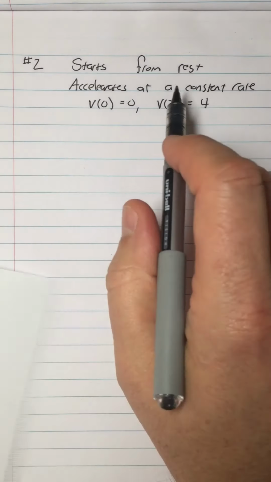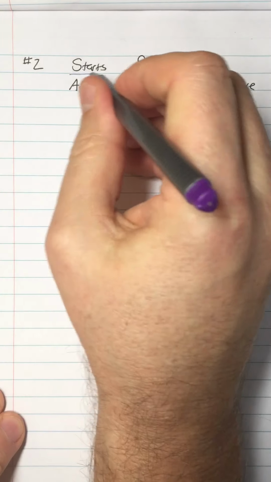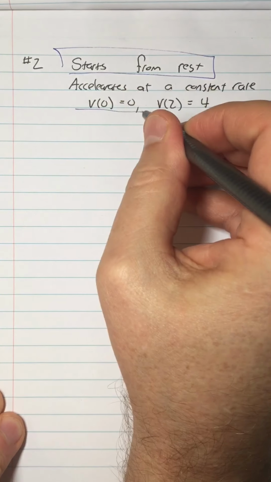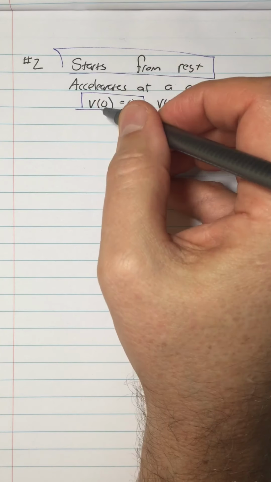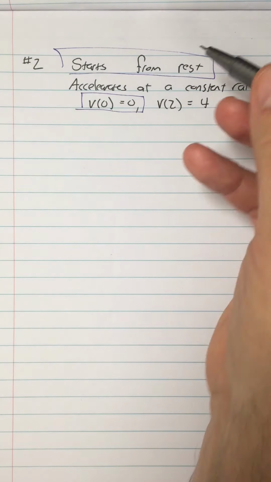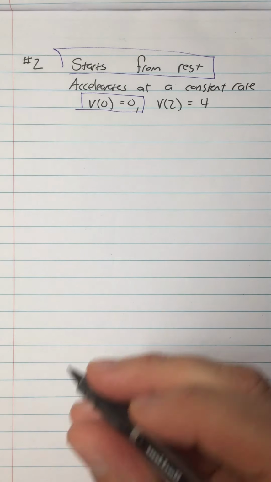So another way we could say that, we start from rest. So this statement here, starting from rest, is the same as saying v of 0 equals 0. So rest means the velocity is 0, starts means t equals 0. So v of 0 equals 0 is the same thing as saying starts from rest. All right, now, let's try to make a sketch of that.